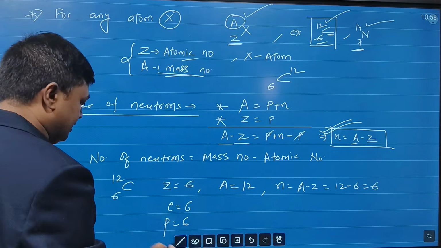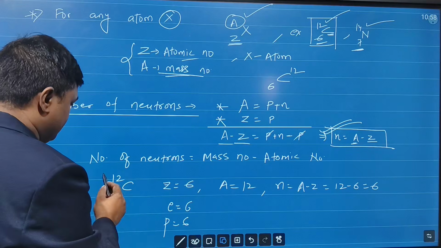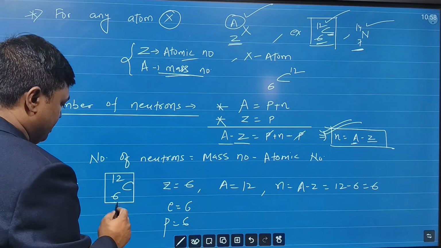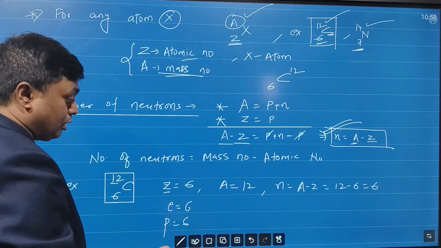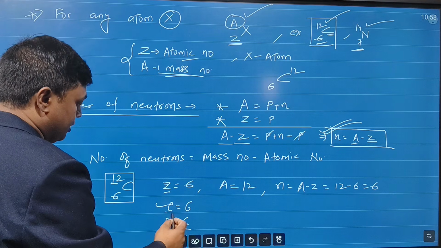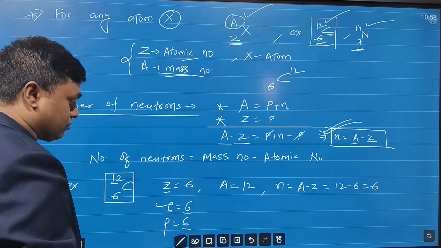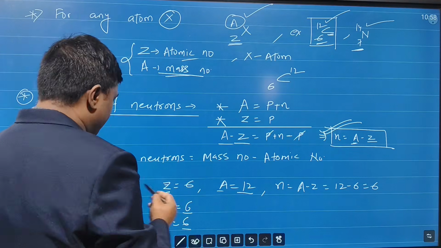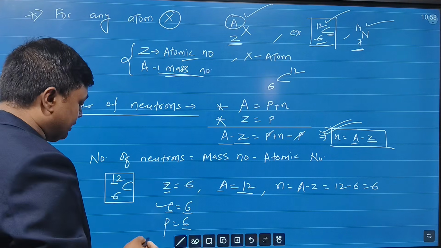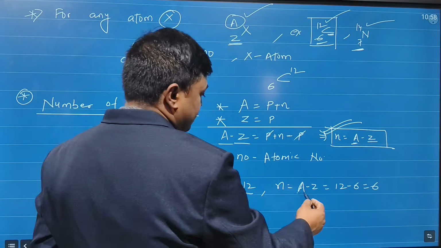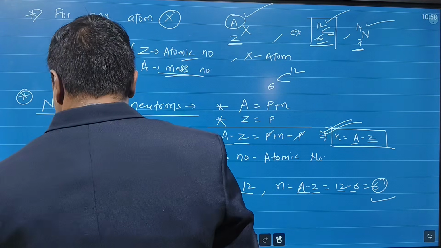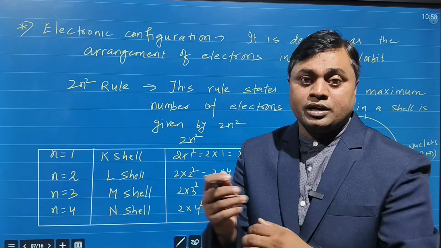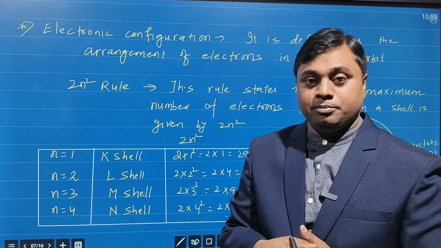For example, you can see here carbon is there. Atomic number is 6, mass number is 12. As the atomic number is 6, so Z is 6, so the number of protons is also 6 only. It is a neutral atom, so electrons are also 6 only. What about the mass number? Mass number is 12. How many neutrons are there? So 12 minus 6, that is mass number minus atomic number. 12 minus 6 is how much? 6 only. Like that, questions will be asked in the exam to find the number of neutrons.